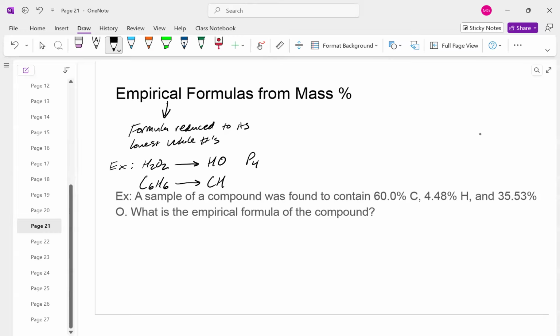Or like P4O10. I can't divide them both by 4 because I wouldn't get a whole number for oxygen, but I can divide them both by 2 and get P2O5 as the empirical formula.